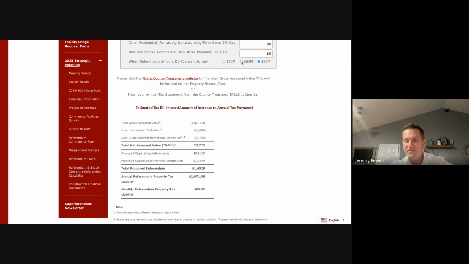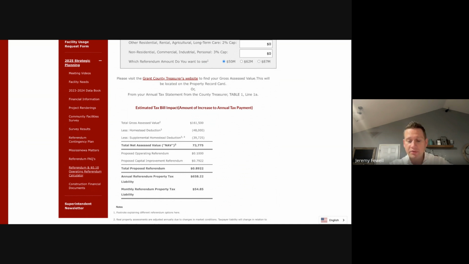Now I want to look at what the impact would be for a 10-cent operating referendum and a $62 million capital referendum. So I just toggle that one right there, and it drops that amount to $65.97 per month. And then I can now shift over to the $50 million capital referendum, which also includes that 10-cent operating referendum. I toggle that over. That shows me a monthly referendum property tax liability of $54.85. Again, that is in addition to what your base tax liability is.